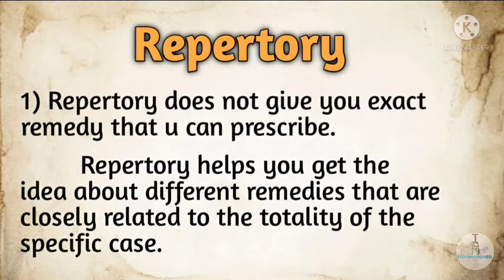Now, what does this mean? This means that the process of repertorization helps you get a group of remedies for a given totality, from which you can select one remedy based on the knowledge of your materia medica. This final selection is done on the basis of individualization. So this means you need the knowledge of materia medica for final selection of the remedy, and the final selection of remedy is not the result of repertorization.